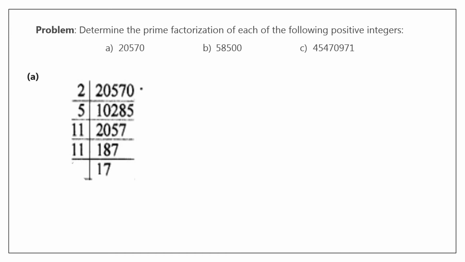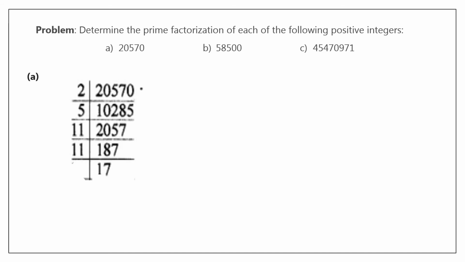20,570. Let me start with 2, as it is an even number. It can be divided by 2. 2 times 10,285 is this one. Again, then 5 times 2057 is this one. No other. Next one is, 2057 is not divisible by 5, 7 also.